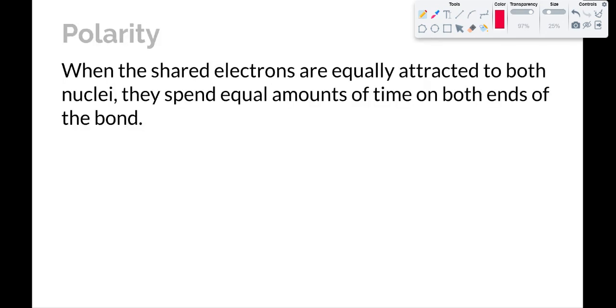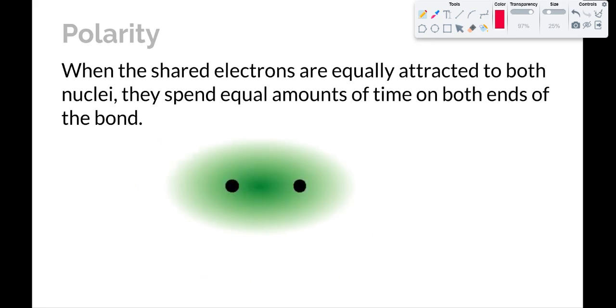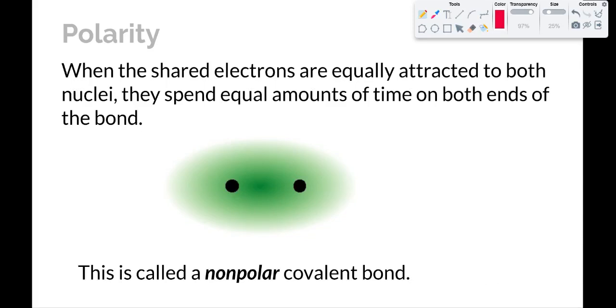Sometimes when electrons are shared by two atoms, the electrons that are shared are equally attracted to both of the nuclei in the two atoms that form the bond. So that means as the electrons are zipping around, thinking about them as particles, zipping around in constant randomish kind of motion, they pretty much spend equal time on both ends of the bond. So one end of the bond is just as negative as the other end of the bond. When that happens, this is called a nonpolar covalent bond.